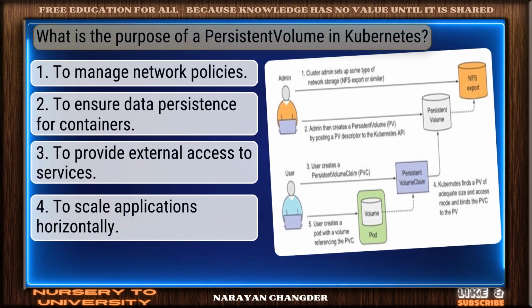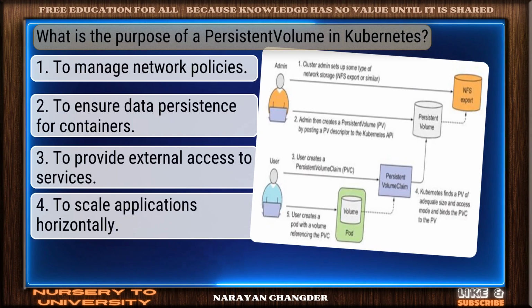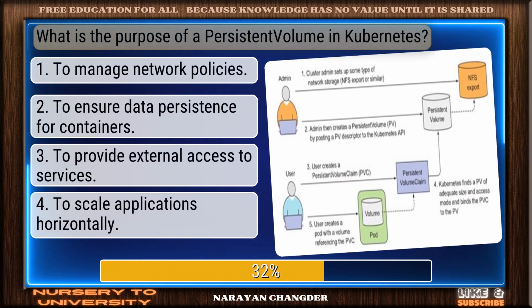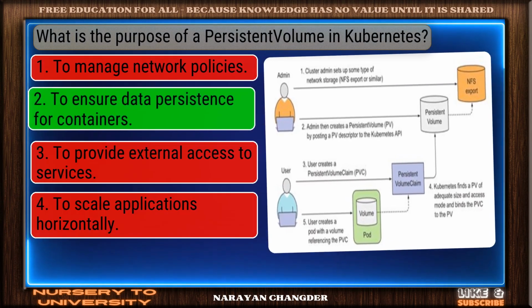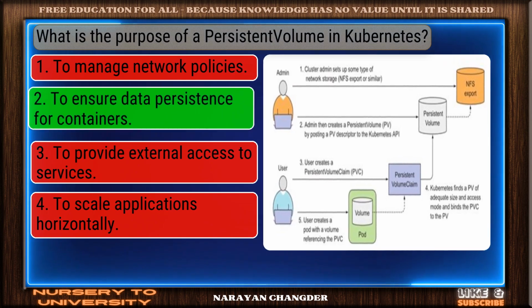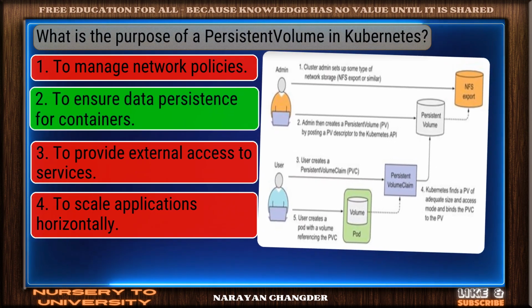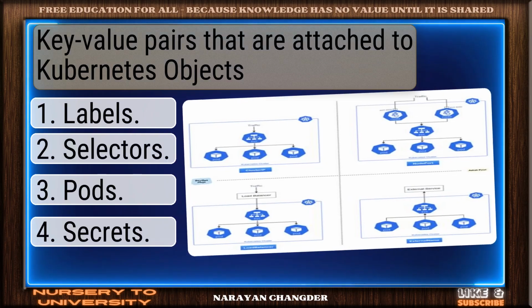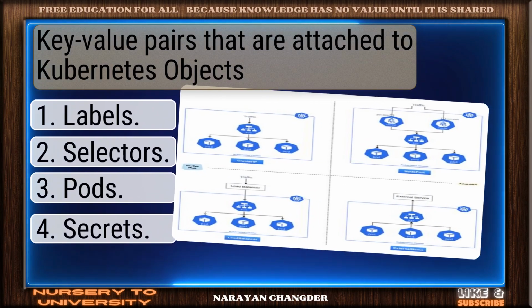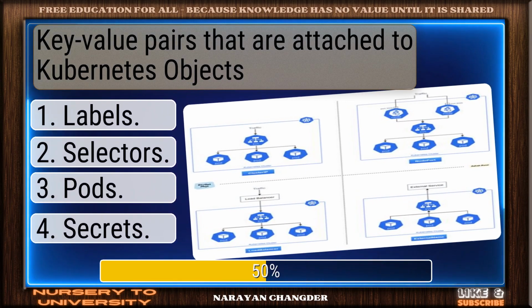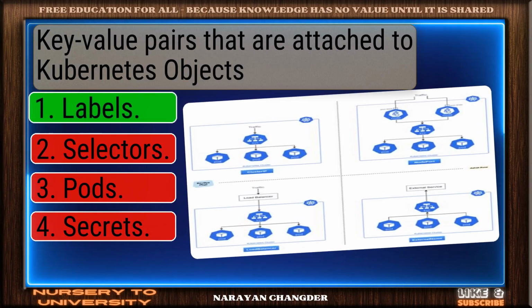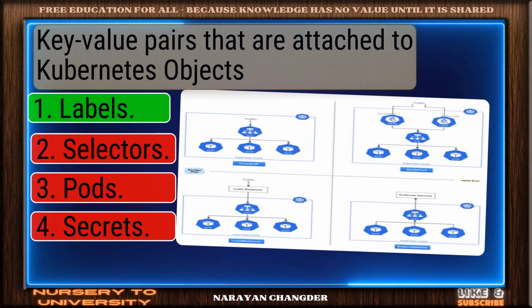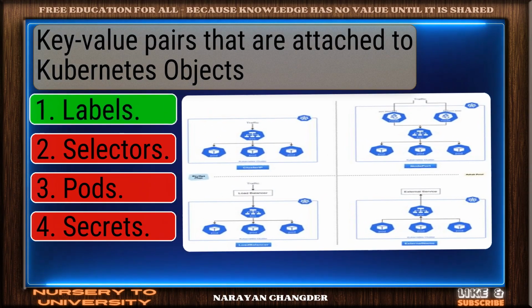Question number 29. What is the purpose of a persistent volume in Kubernetes? Right again. To ensure data persistence for containers is a valid answer. Question number 30. Key value pairs that are attached to Kubernetes objects. You're right. Labels is the correct answer.